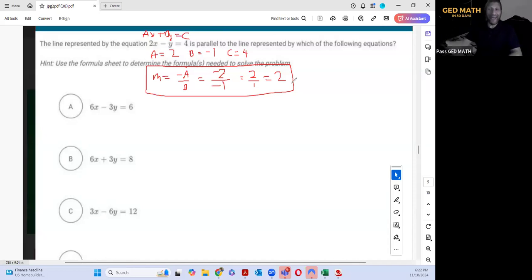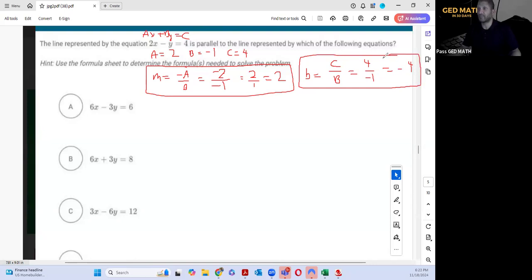Again, this might take practice. That's why I have my website. You can find a section under linear equations where all you can do is find the slope of equations in standard form. Practice. You should be able to do these problems in 30 seconds. My y-intercept is c over b. C is 4. B is -1. A positive and negative make a negative. 4 over 1 is 4. So my y-intercept is -4.